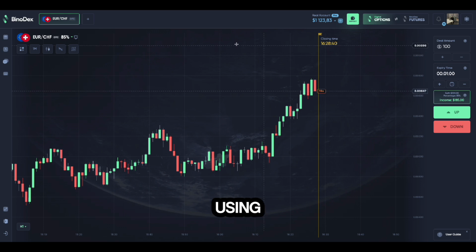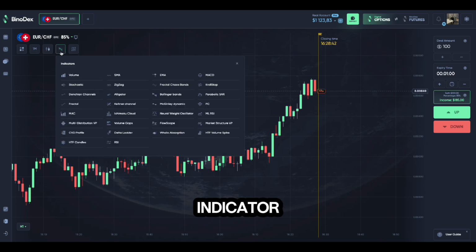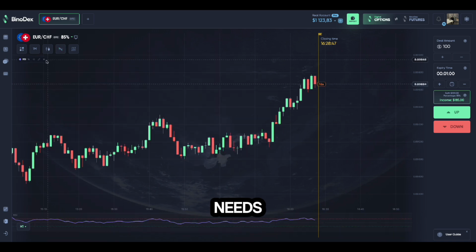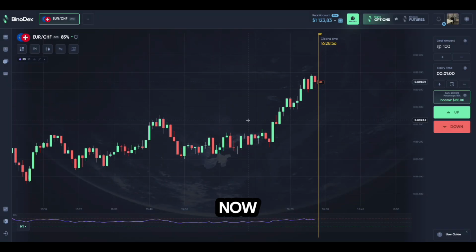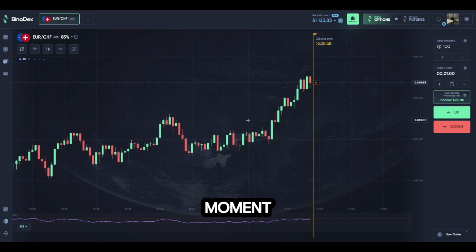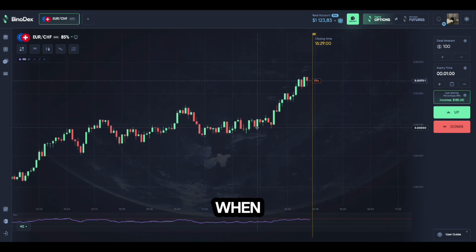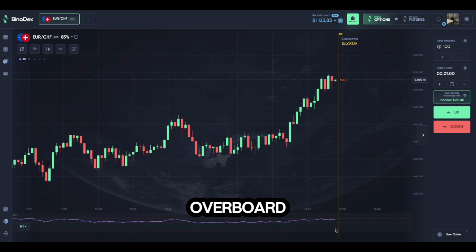All we need to trade using this strategy is a single indicator. That indicator is the RSI. It needs to be configured right away. Here, instead of 14, you need to set it to 20 and click the save button. That's it. Now we need to look for one specific moment. That is, when the price touches either the overbought or oversold zone, for example, like it is right now. So the price is near the overbought zone, which means you can open a trade to go down.